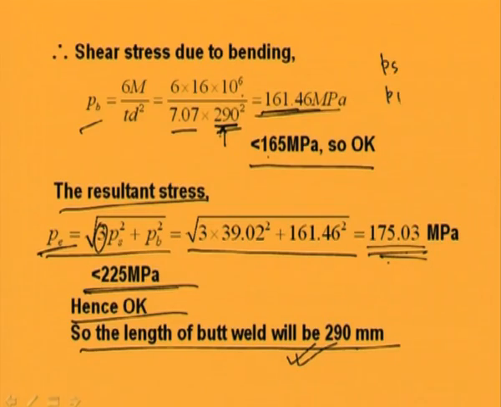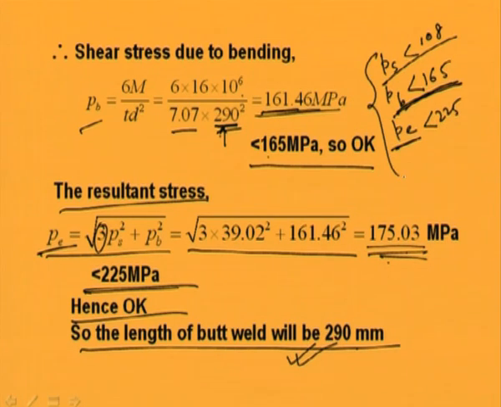One thing is that PS, PB and PE. P is the equivalent stress, which has to be less than 225, and PB has to be less than 165, and from this point of view we can find out the depth, and PS has to be less than 108 MPa. Okay. So, from these three I have to check and I have to decide the length of the butt weld or the size of the butt weld. If length is given, then size; if size is given, then length.